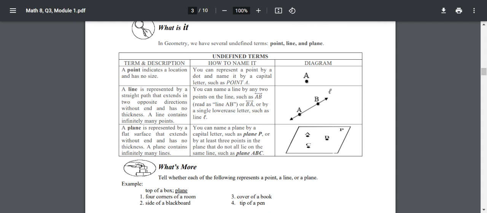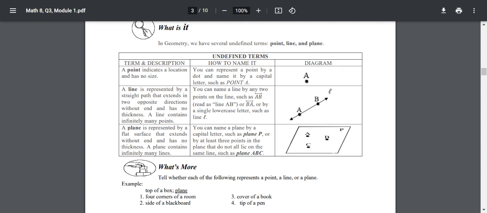So let's go first to point. What is a point? A point indicates a location and has no size. So the point has no size, it only indicates a location. How to name it? You can represent a point by a dot and name it by a capital letter such as point A. So we have here its diagram. Again, very basic. If we name a point, we will use capital letters, any letters from the alphabet. In our example, we have here point A. So this is a point.